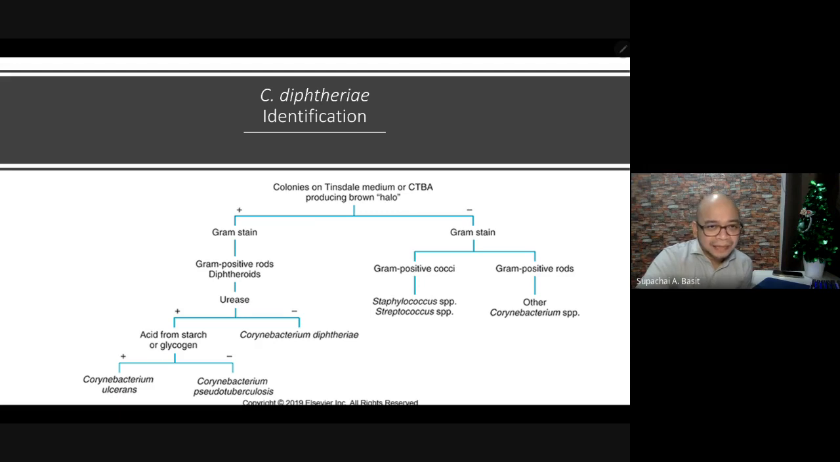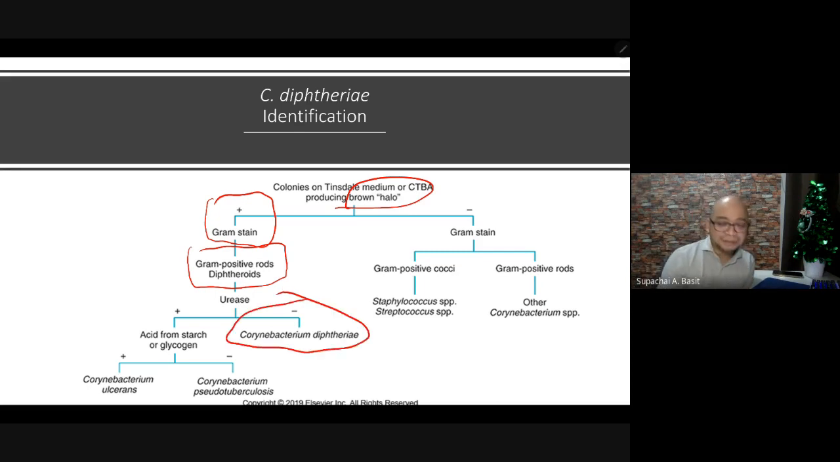If the colonies on Tinsdale medium produce a brown halo, we do the Gram stain. If it's positive for brown halo, then we do the Gram stain, and if it's Gram positive, they could be diphtheroids. To differentiate them, we do the urease test, and they should be negative because Corynebacterium diphtheriae is negative for urease. And then the other one, you do starch hydrolysis or starch fermentation.